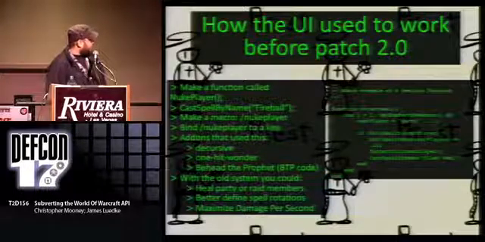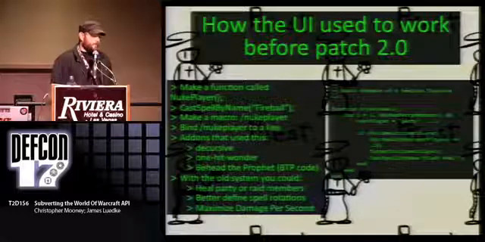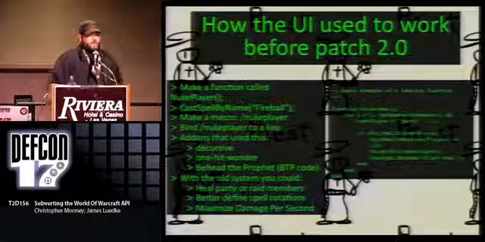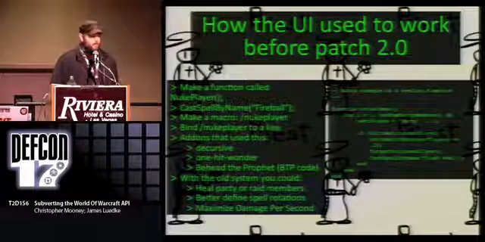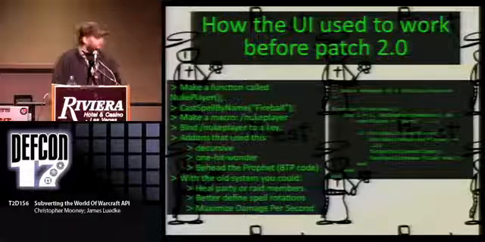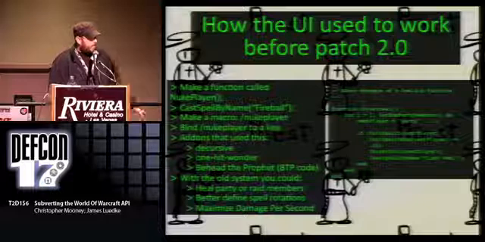This allowed certain add-ons like Decursive and One-Hit Wonder, the code that we had originally written, to work. People used this extensively to do all sorts of really cool things, like determine if somebody needed healing. You could do that all programmatically from a button press. And then they decided that they didn't want people to do that.